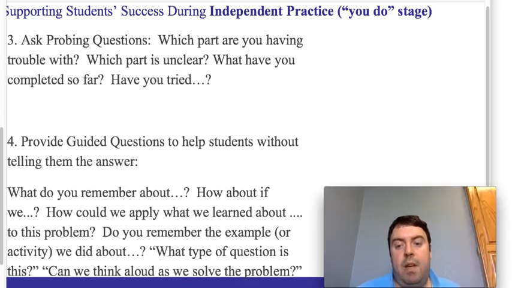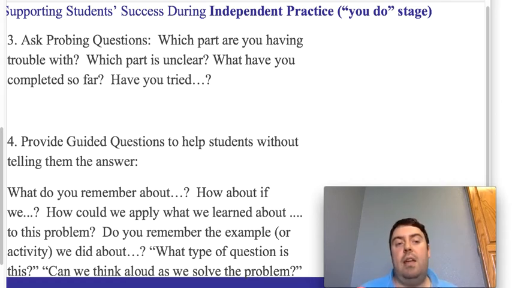Another thing to remember during the independent practice stage is that you can ask students probing questions rather than just telling them the answer. The probing questions make them think back and reflect on what the key part is that they're not understanding. So, what are you having trouble with? Or have you tried this? Or have you completed this step? This lets students try to solve the problem on their own before you have to give even more clues or help.